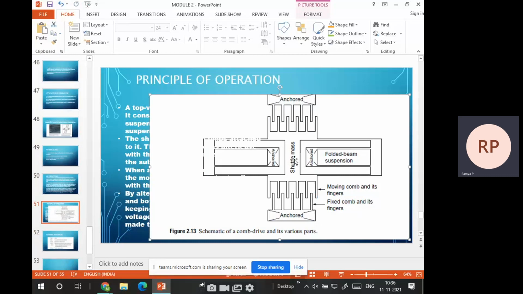On that we are going to have a folded beam suspension. I think this folded beam suspension means you have a beam which can be moved inside, moved vertically in and out. And similarly, you have the other side with some teeth-like structure, right? So this is nothing but your moving comb. It is also called fingers, where this anchor is fixed.